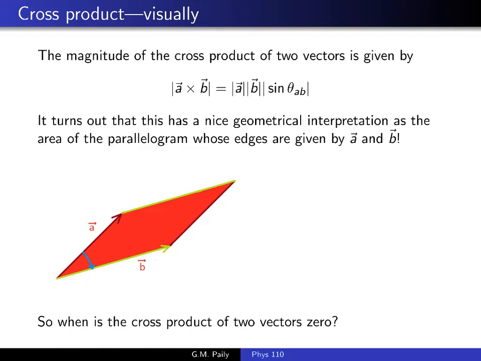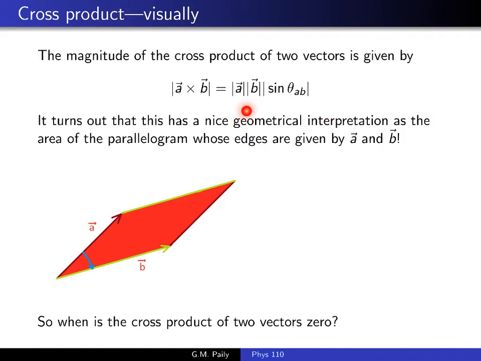This tells us that if A and B have an angle 0 between them, then sine of 0 is 0 and the cross product is 0. Or if A and B have an angle of 180 degrees between them, again sine of 180 degrees is 0 and the cross product is 0.